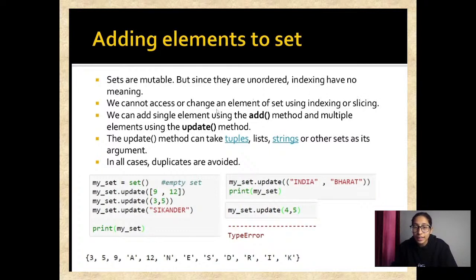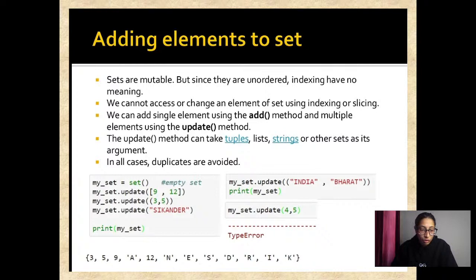We can add a single element using the add method. This is a method type. Add is a method type, and for multiple elements we want to add, it is update. The update method can take tuples, lists, strings, or sets as arguments. In all the cases, duplicates are not allowed, they cannot be used and have to be avoided somehow.